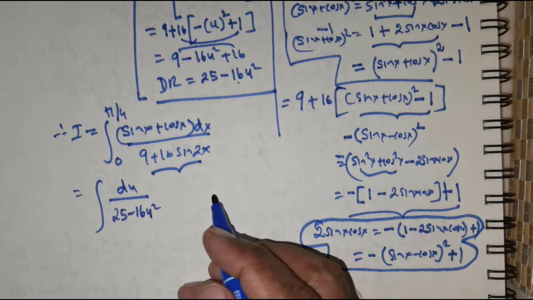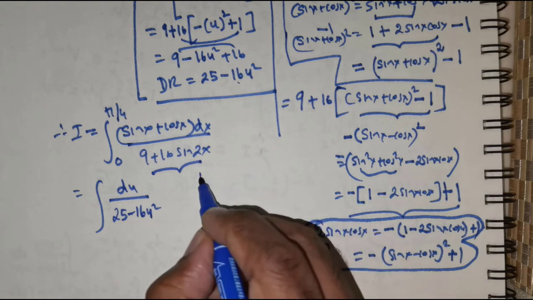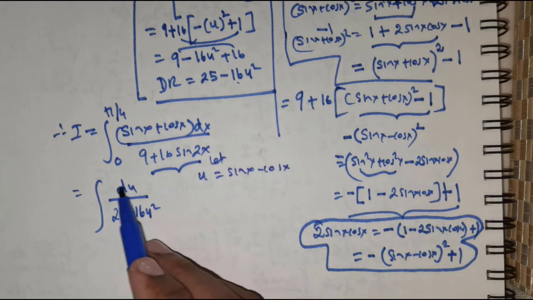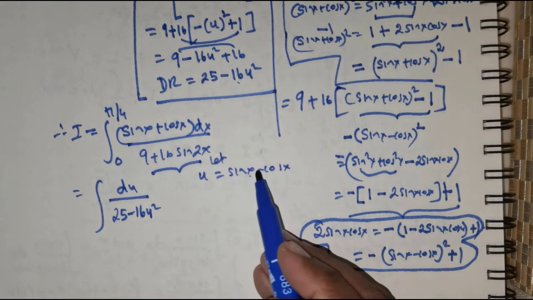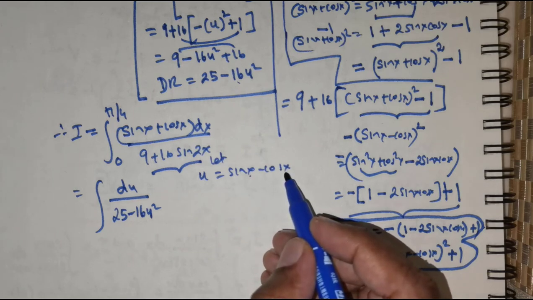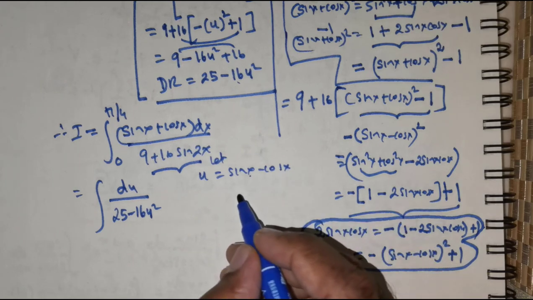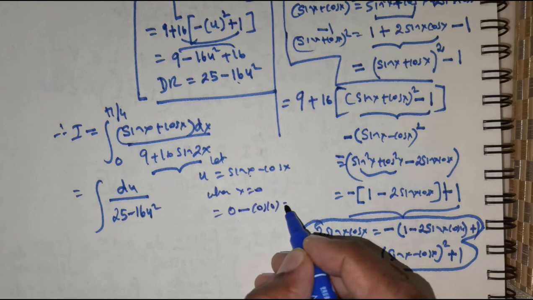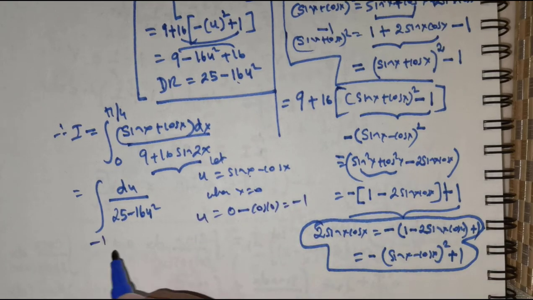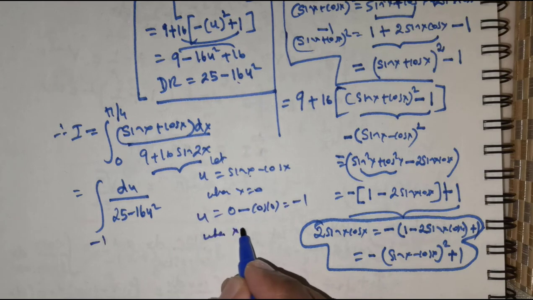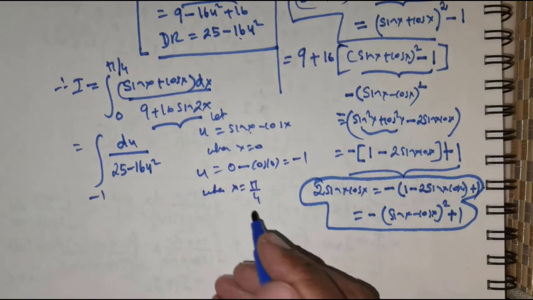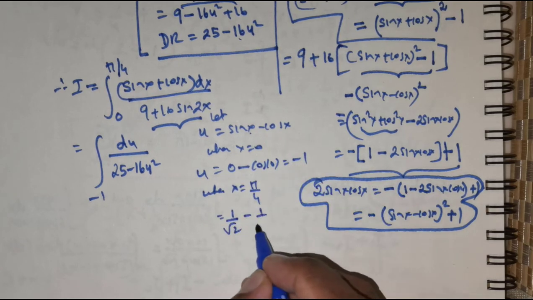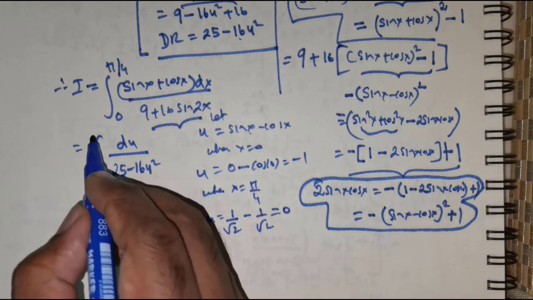Now we will have to change the limits for u. We started with, let u be equal to sin x negative cos x, right? So when x is equal to 0, what happens? Let me write that down. When x is equal to 0, this is going to be sin 0 negative cos of 0, which is going to be negative 1. So my u is going to be negative 1. Now when x is equal to pi over 4, so what happens? This is going to be sin pi over 4, which is 1 over root 2, negative cos pi over 4, 1 over root 2. This is going to be 0. So you get a 0 there.